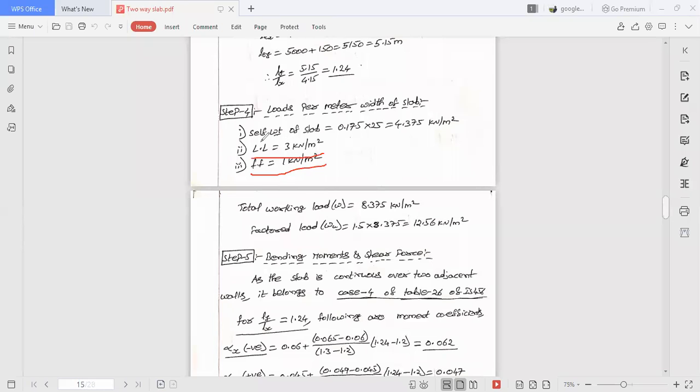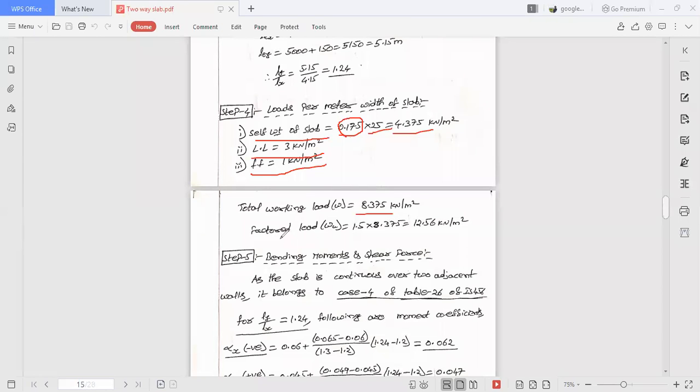In addition to that, we have self-weight of slab, right? How to find self-weight of slab? Thickness, overall thickness of slab multiplied by the unit weight. So just multiply both. We got 4.375 kilonewton per meter square. Okay. Next, by adding all these three, we got a total working load of 8.375.